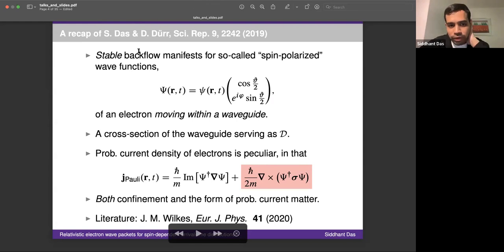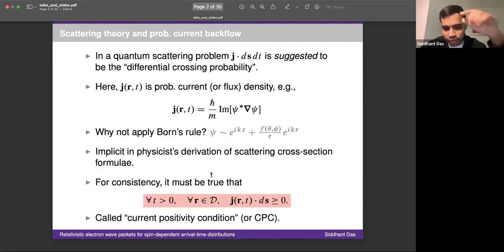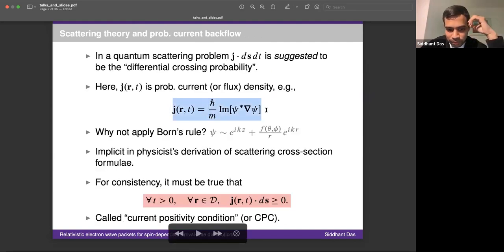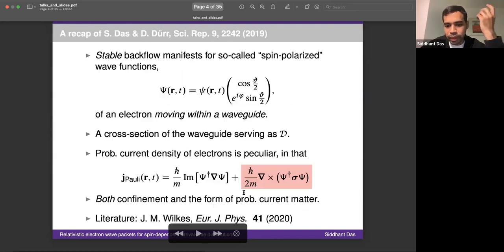So this is a proposal of Detlef and mine from 2019. What we looked at was a particle with spin. So why is spin relevant, I will say. I mean, it's actually written on the slide, but I will emphasize in a minute. Because in the case of particles with spin, the probability current is not the same as what's written here. So that's the first thing. And in the current positivity condition, the current matters. So already there is something new coming in the direction of the probability current when you include spin, when you take spin into account.